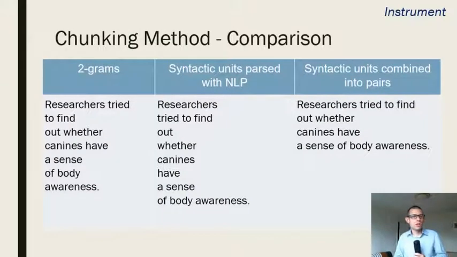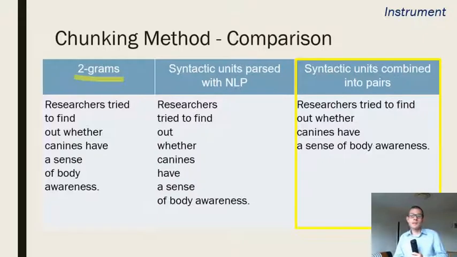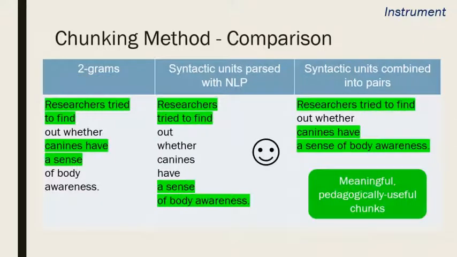There are different chunking methods we could use when we chop up or divide a sentence before we scramble it. The first one is just, we could scramble it by every 2 words or every 3 words and so on. We could use natural language processing to parse the sentence and divide it into things like noun phrases, prepositional phrases, and then we could combine these into pairs. These highlighted parts here represent the meaningful chunks. So these are pedagogically useful, we can say.